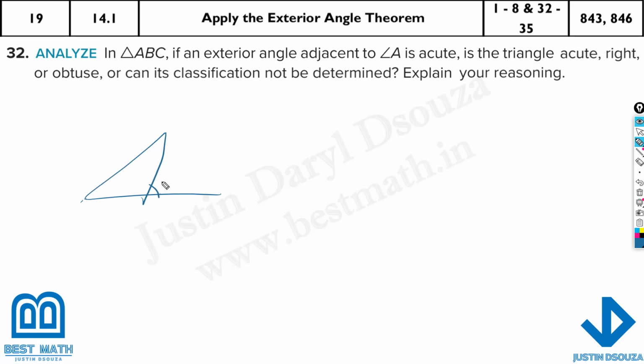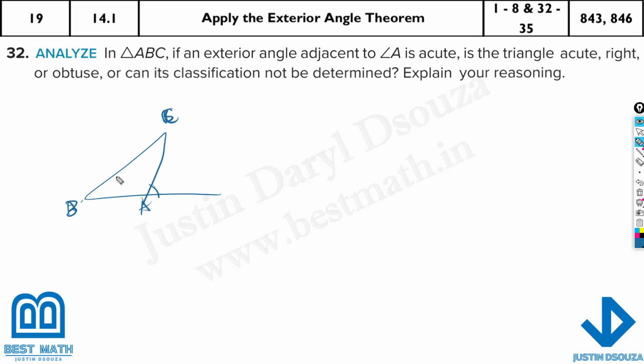Now this one is an acute angle, and this is A, B, C. I'm just trying to describe what is given. They have told us triangle ABC is there, and the exterior angle adjacent to A. So imagine this is A, and the exterior angle to it is acute. Acute means it's less than 90 degrees, right? So I'm just dipping it and making it less than 90.